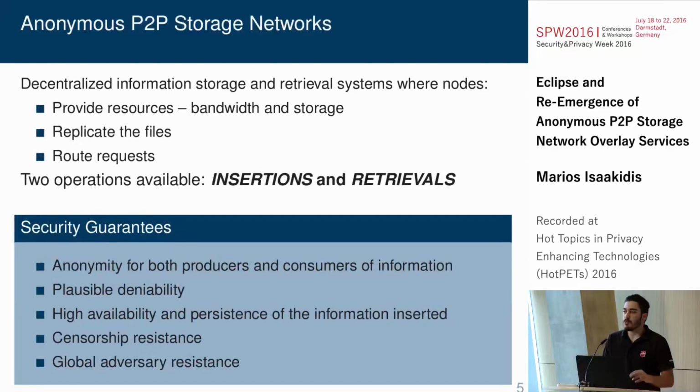And if anyone would like to delete a file from the Freenet network, they would have to go to each of those nodes and remove it. Therefore, we have the property of censorship resistance. Again, I'm going to highlight the global adversary resistance and the unobservability that those kinds of networks can provide, because their traffic looks like random UDP noise and is consistent. It doesn't open a window for timing attacks, for example.